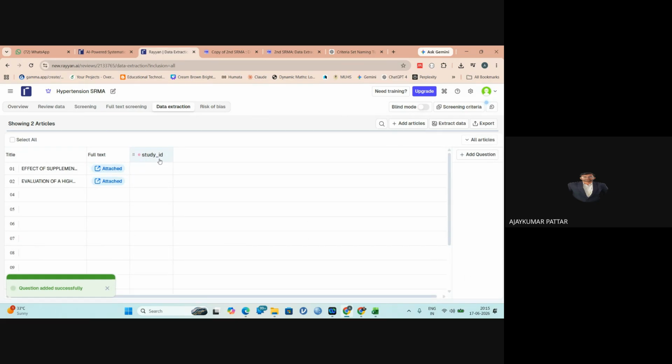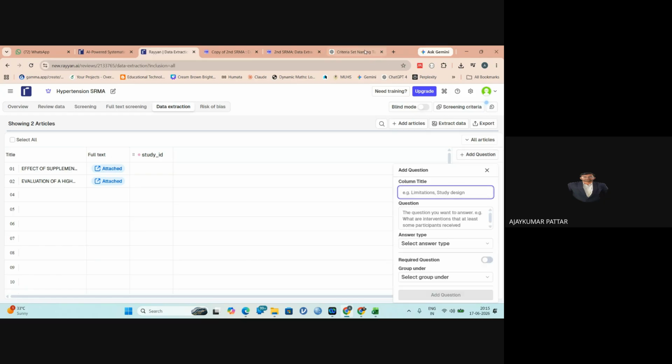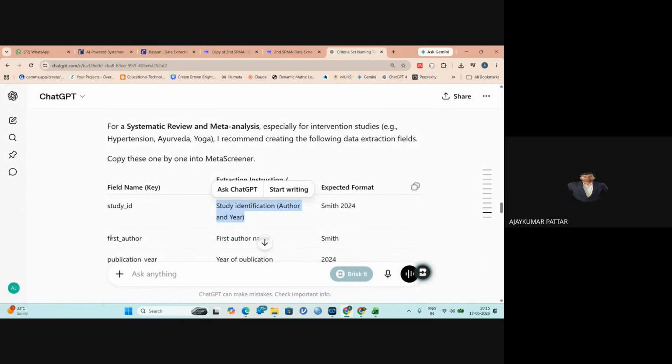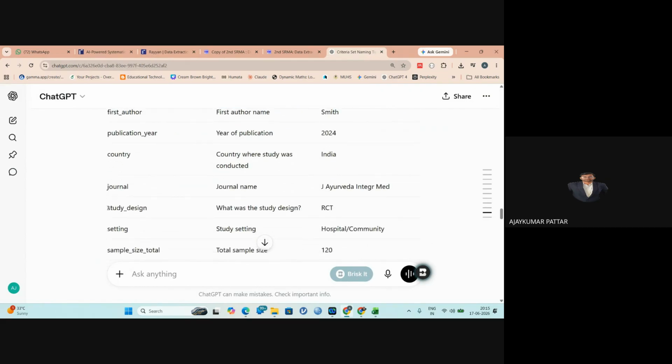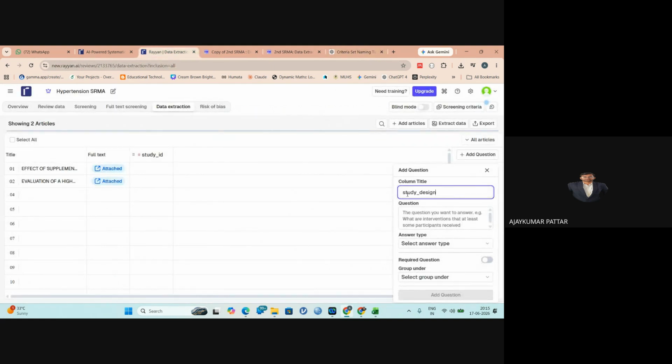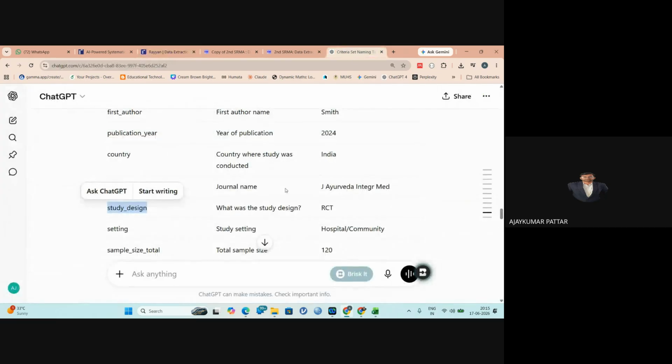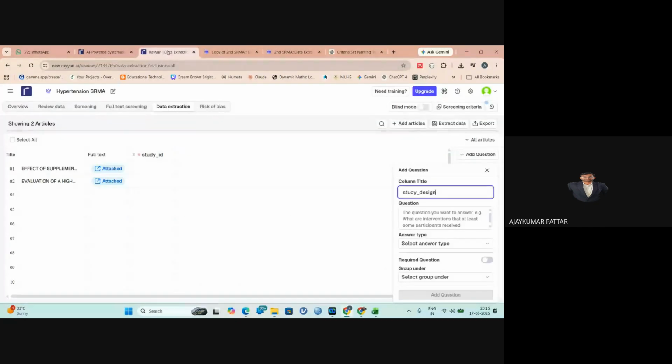So can you see here, study ID? It is added like this. Add question. Next one. I will go with the other things for demo purposes only. Then I need the study design. What is the study design? Free text.